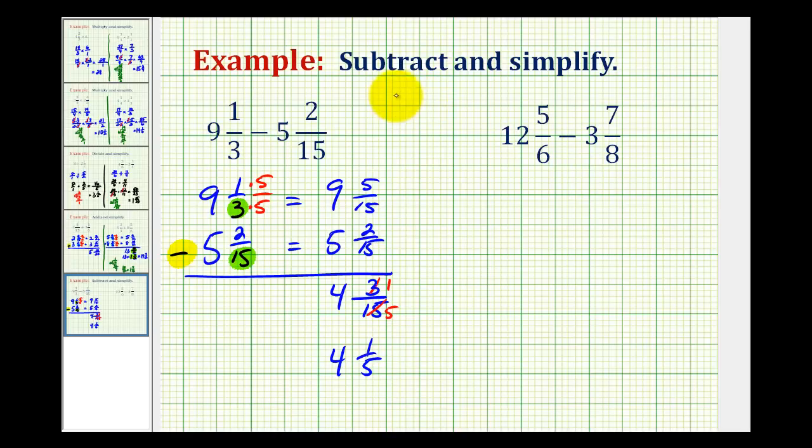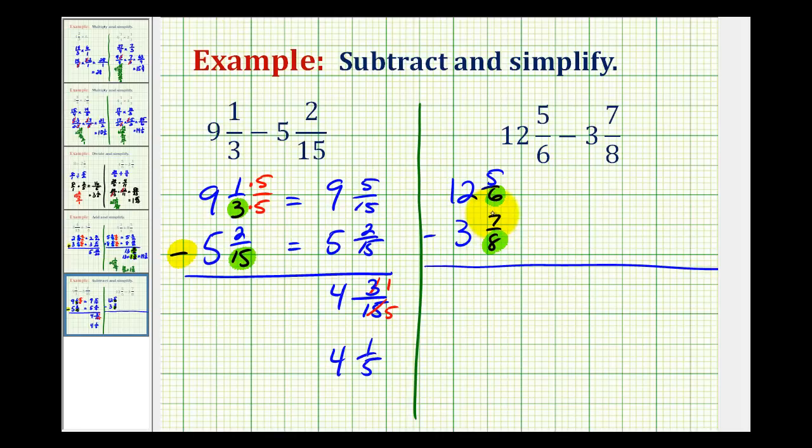Now let's take a look at our second example. That's going to be a little bit more involved because we're going to have to borrow. We'll first set this up vertically, so we have 12 5/6 minus 3 7/8.